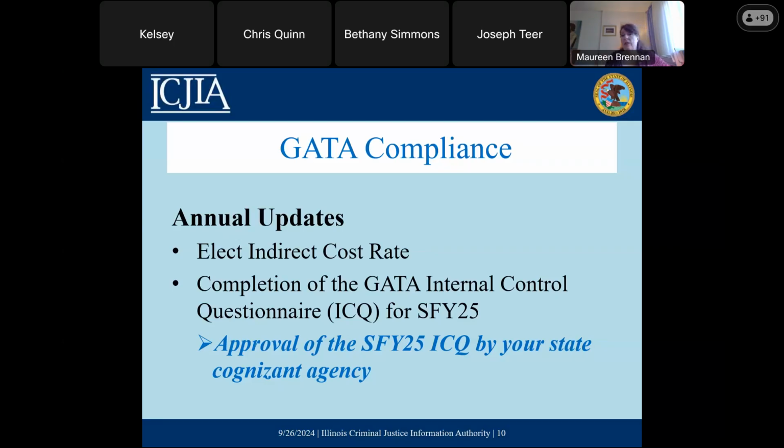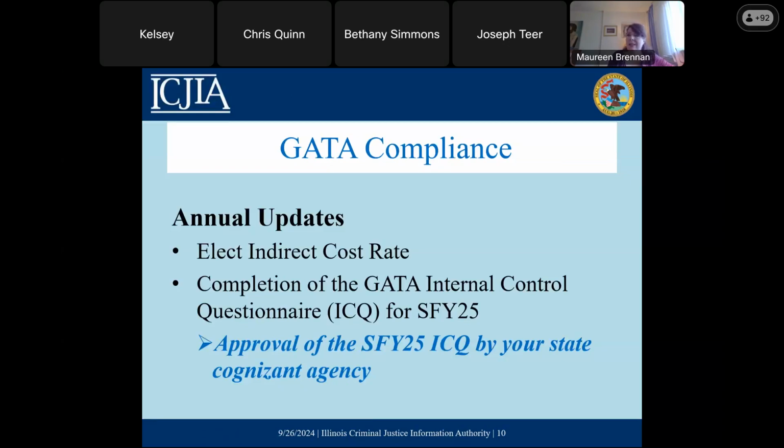The other issue is the internal control questionnaire. Now, as you may recall, that's a series of questions about your financial and administrative capacity as an agency. And that's something that has to be updated every single year for the state fiscal year. So if you completed and had an approved ICQ in the GATA portal for state fiscal year 24, which ended June 30th, you're going to have to go back into the GATA portal and complete the state fiscal year 25 ICQ, because that's really necessary for us to move forward with the development of your grant agreement.